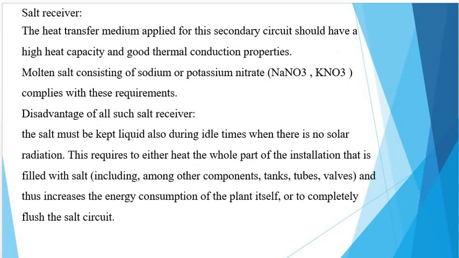Salt receiver. The heat transfer medium applied in the secondary circuit should have a high heat capacity and good thermal conduction properties. Molten salt consists of sodium or potassium nitrate, which meets these requirements. The disadvantage is that the salt must be kept liquid also during idle time when there is no solar radiation. This is required either to heat the whole part of the installation that is filled with salt, which increases the energy consumption of the plant itself, or to completely flush the salt circuit.